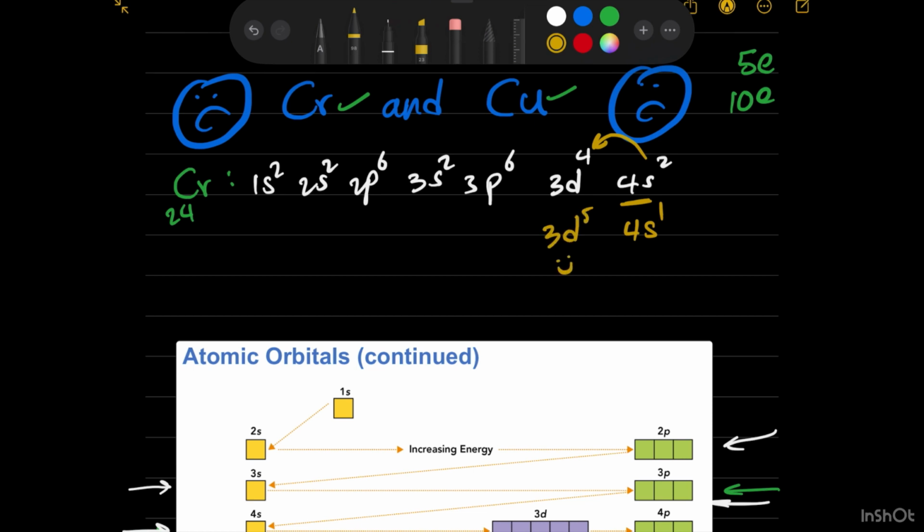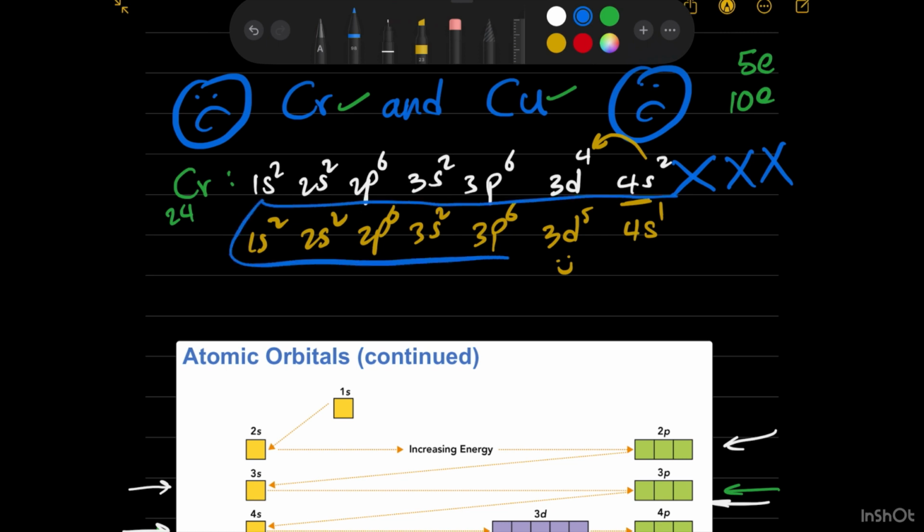And then we write it as it is: 3p, 3s2, 2p6, 2s2, 1s2. And by the way, in your exam, you never ever write the other form. This is a mistake. This is not true. This is wrong. So this is the answer that we have to write in the exam.